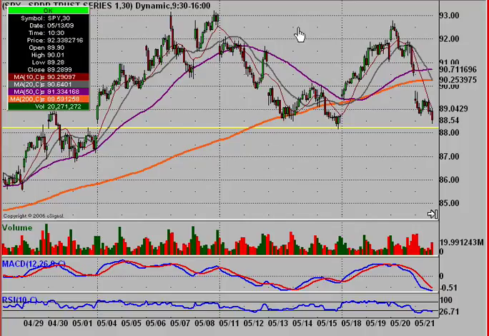One thing to note here is we had a high up here, and on this last move the high was here, so we did not quite get as high as our previous move. So that is one thing to note also.